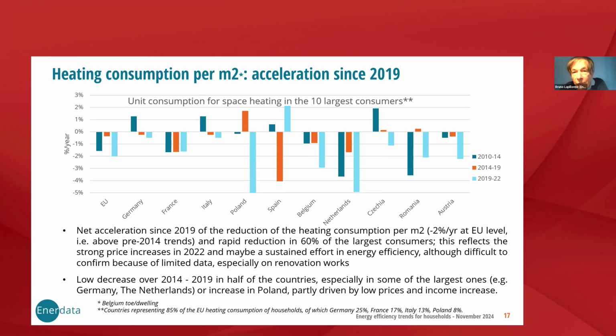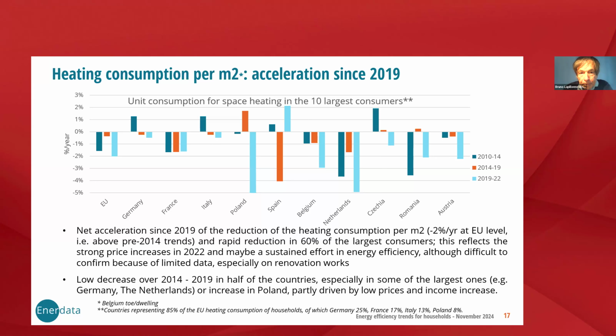Before 2019, and this is also difficult to explain, the decrease was much lower than before and after in half of these large countries, especially in Germany and the Netherlands, and even in Poland, where this unit consumption increased. I remind you that over this period, the prices were decreasing, which contrasts with the period before and the period after. And also there was a rebound in income, average income per household, which is captured by the private consumption per household.